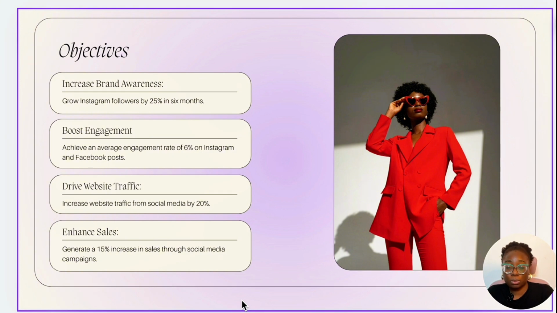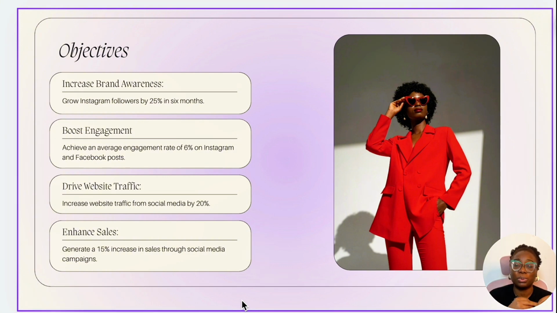The next one is to boost engagement, which is to achieve an average engagement rate of 6% on Instagram and Facebook posts. Drive website traffic: increase website traffic from social media by 20%. Enhance sales: generate a 15% increase in sales through social media campaigns. As a new social media manager, you must be wondering, how exactly do I achieve this percentage? To be honest, I really don't know.